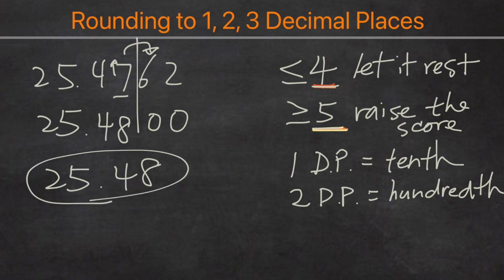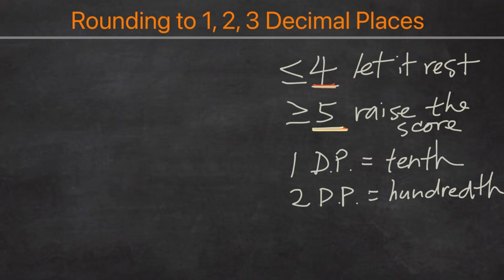A good way to also check that you are rounding to the right place is to see if your final answer is rounded to 2 decimal places in this case. So make sure that you count 2 decimal places before submitting your answer. Now another example on rounding to 2 decimal places before we move on to 3 decimal places.